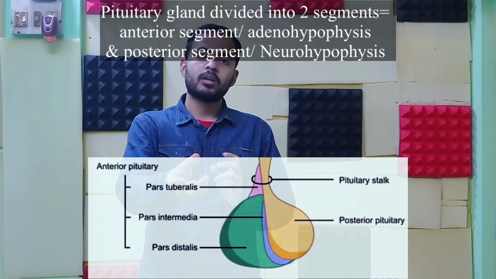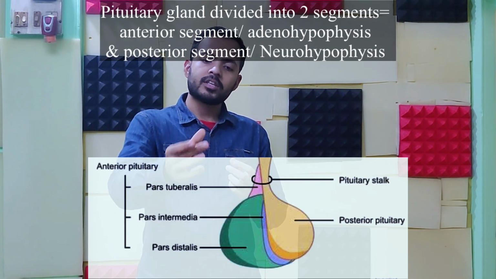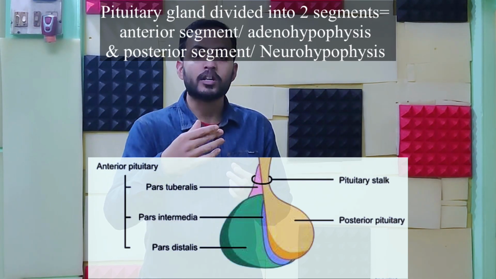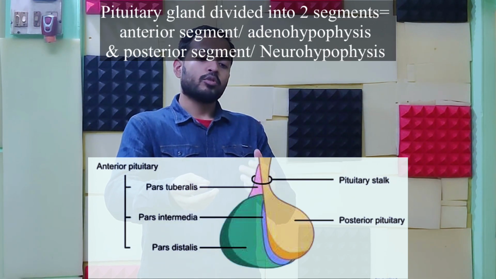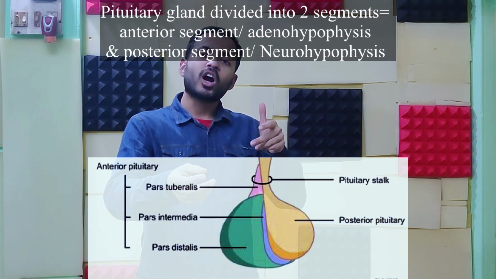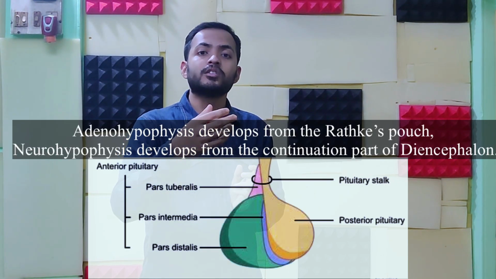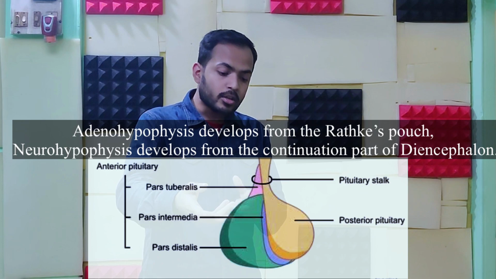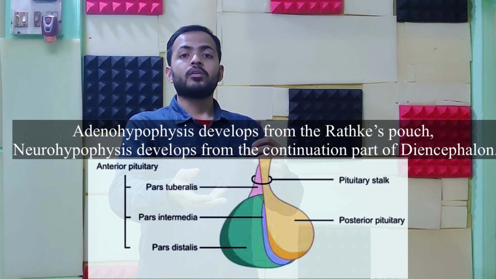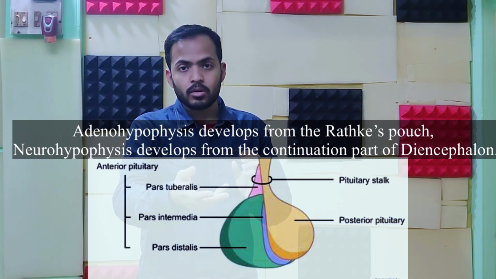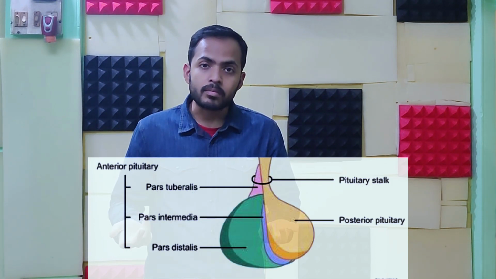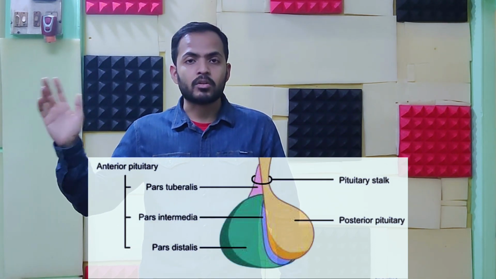As you can see in this photo, we divide our pituitary gland into two main segments: the anterior segment and the posterior segment. The anterior segment is known as the adenohypophysis, and the posterior segment is known as the neurohypophysis. The adenohypophysis develops from Rathke's pouch, and the neurohypophysis develops from a continuation of the diencephalon. How this develops, I will talk about in the embryology chapter, not here.